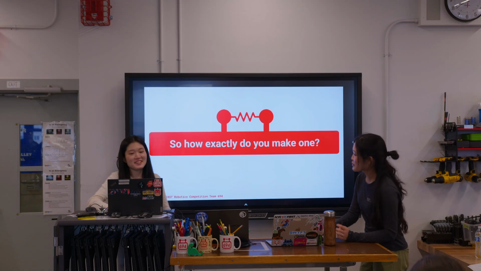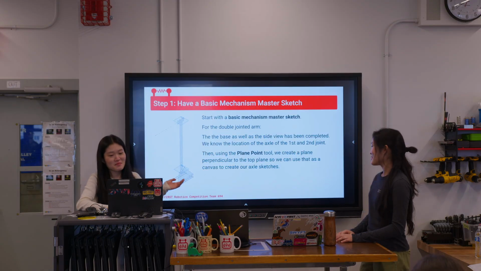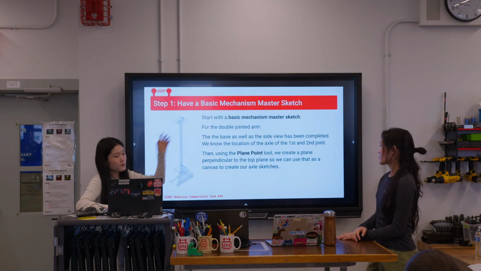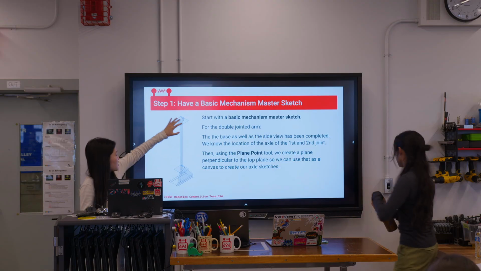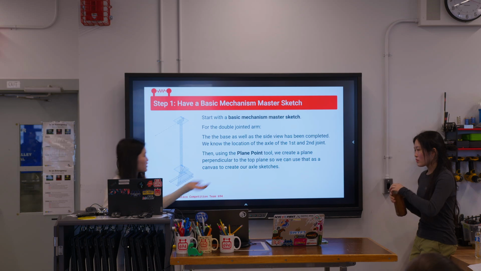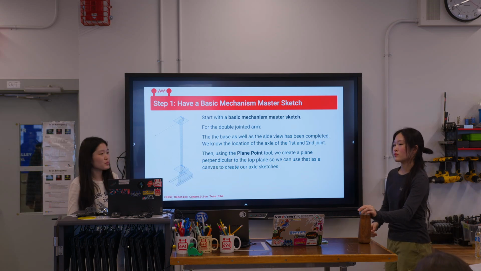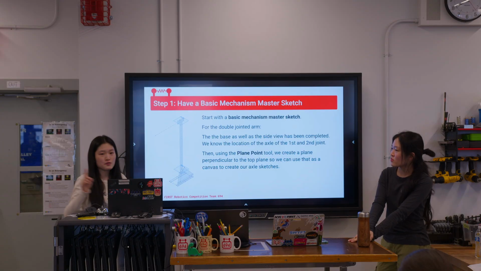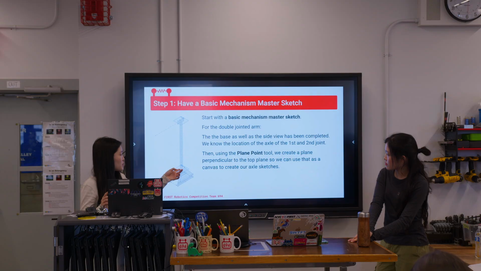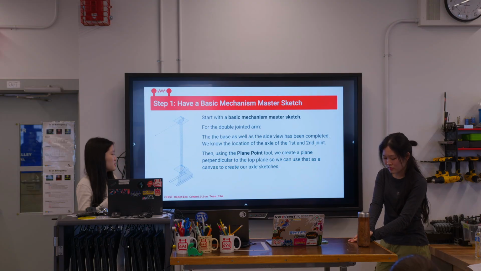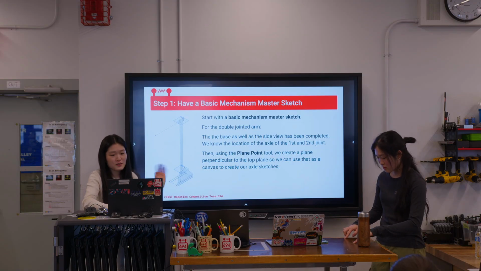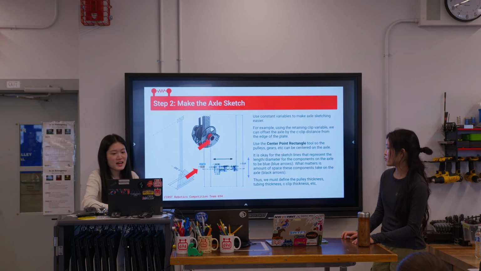So how exactly do you make an axle sketch? It's pretty short. The first step is to have a basic mechanism master sketch. This is the basic mechanism master sketch I have for a double jointed arm. After that, you'll use the plane point tool. There are so many plane tools, but the plane point tool is really nice because it asks you for one point and one line that you want the plane to be perpendicular to. So you'll choose the point, which is going to be a pivoting point, like your axle, and then you'll choose any line that's perpendicular to it, and then you'll have the plane. So that's how you start off. And then after you set up your plane, you start actually making the axle sketch.